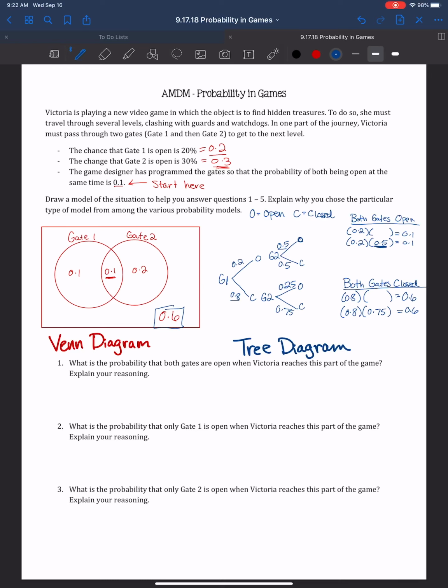And now it says, what is the probability that both gates are open when Victoria reaches this part of the game? And explain your reasoning. So it told us in the very beginning, the game designer programmed the gates so that the probability of both being open at the same time is 0.1. So we've got 0.1 or 10%. And our reasoning is that they are programmed like that.